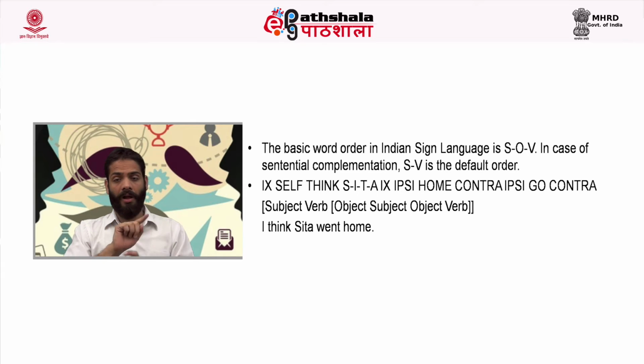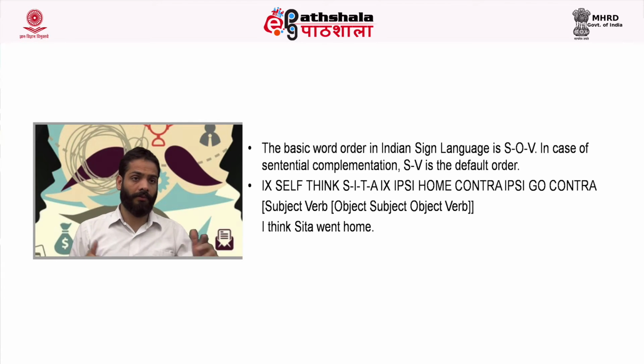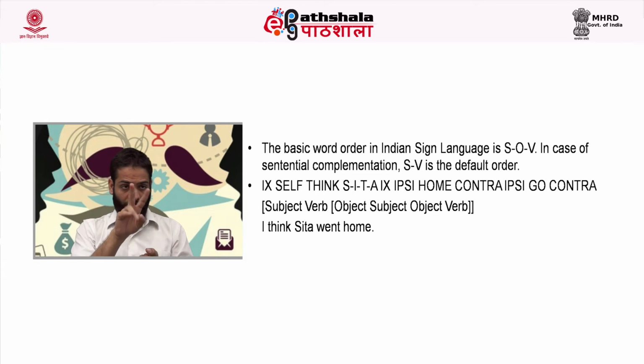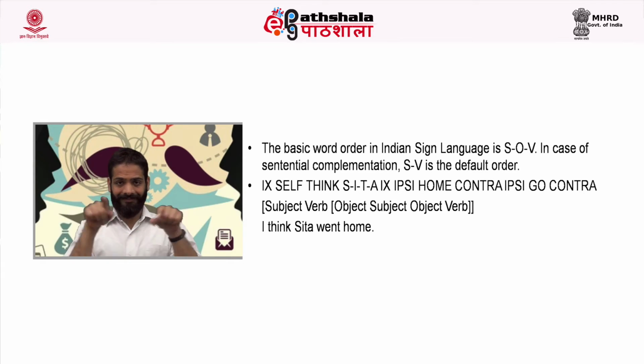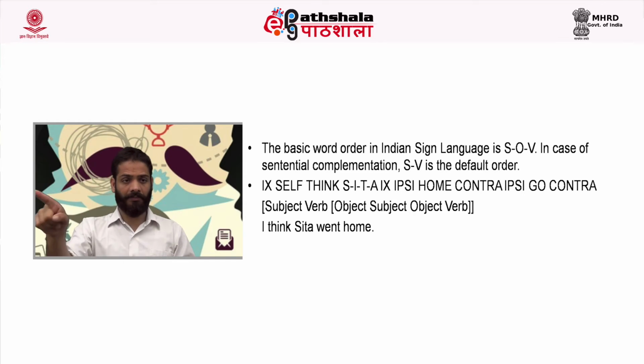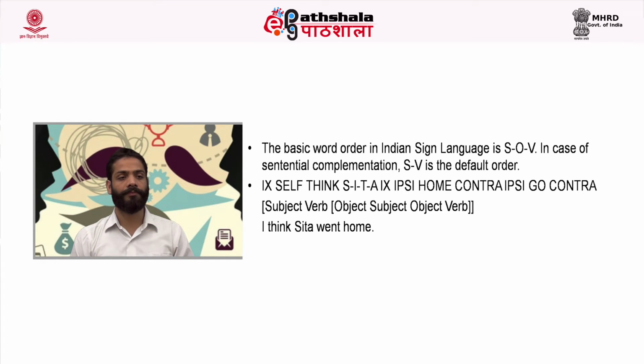So for example, I think Sita went home. It will be signed as I think Sita home go. A complement clause may occur to the left or the right of the matrix clause, and possible orders are SVO or SOSV. The sentence is I think he is clever. This can be signed as I think he clever or he clever I think.